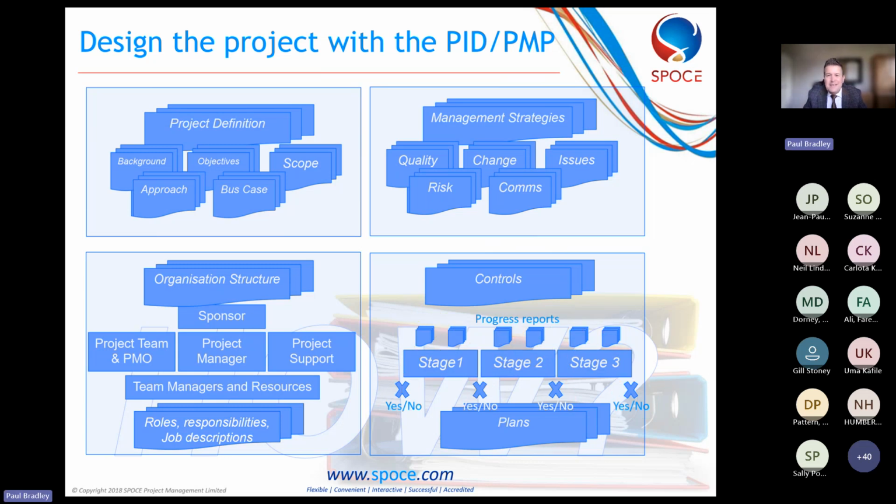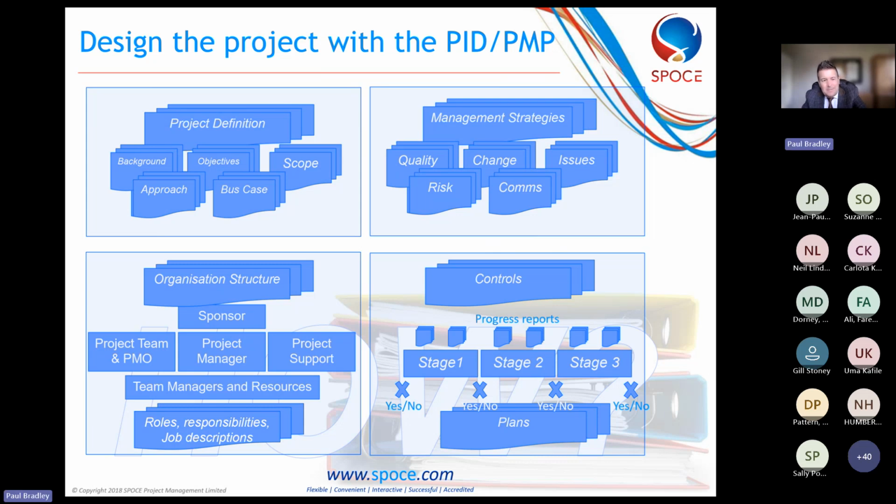Sometimes controls might be formal, maybe less formal, depending on the type of project, whether you've done it before, how complex it might be, what the levels of risk are, what organisations are involved, and so on. Now all of this information is being drawn into my project initiation document or my project management plan, and this is basically telling me how the project is going to be run.